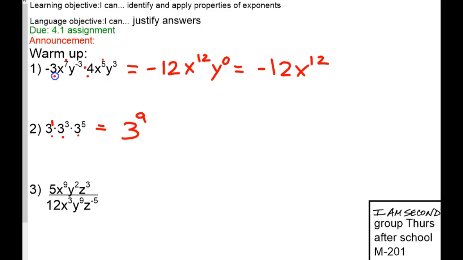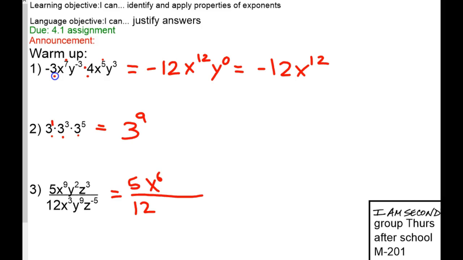Okay. Now, down here, 5 over 12. What does that reduce to? Or does it? 5 over 12 does not reduce. Now since we're dividing, what do I do with these powers? Subtraction. Dividing means subtract the powers. 9 minus 3 is 6. So x to the 6 goes on top.